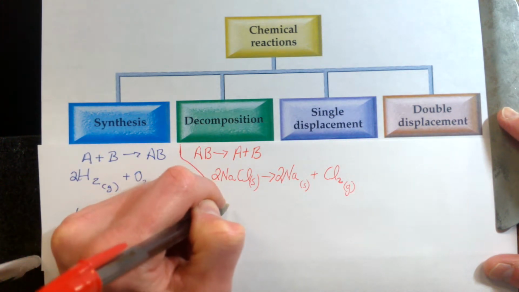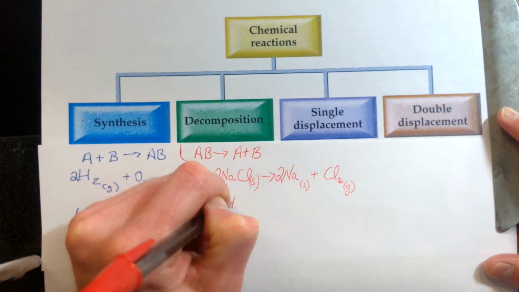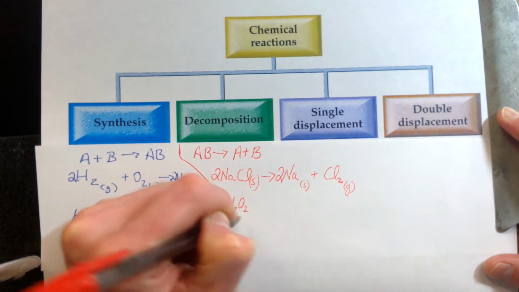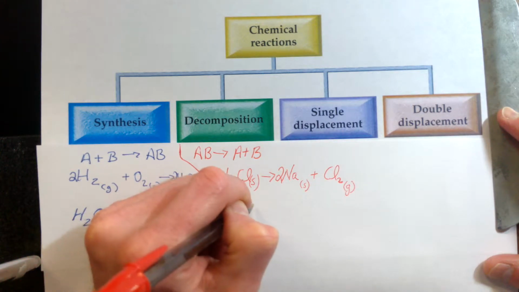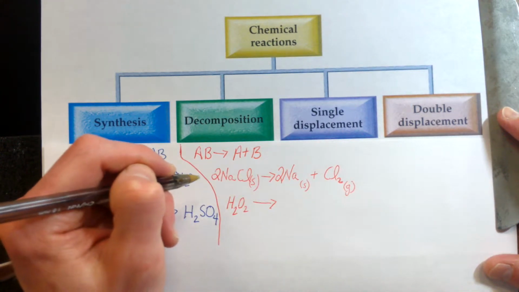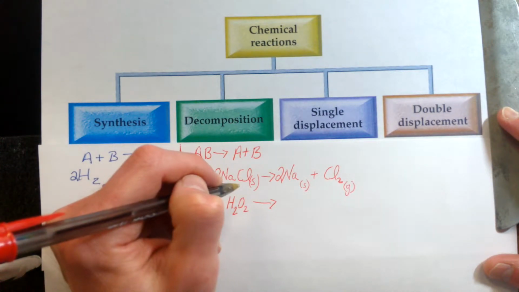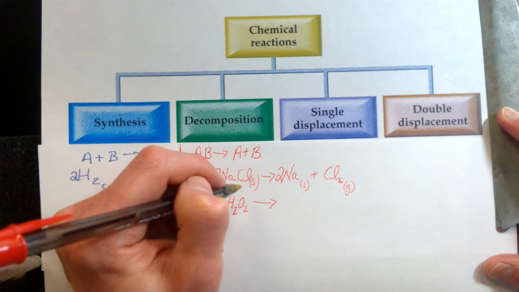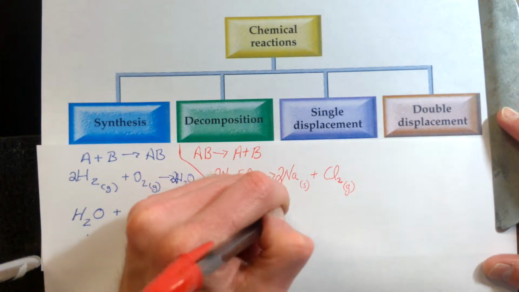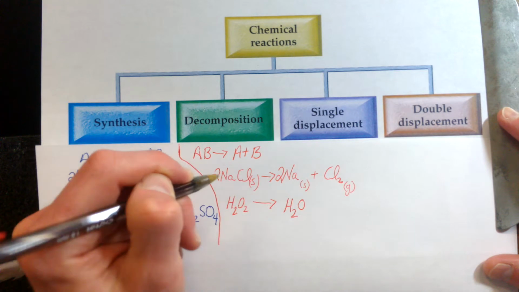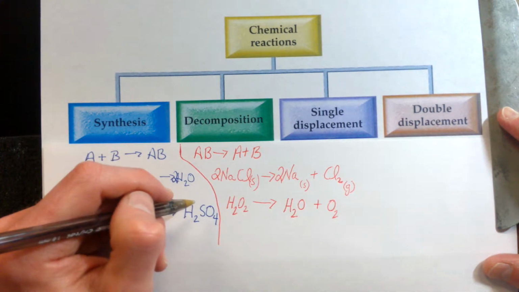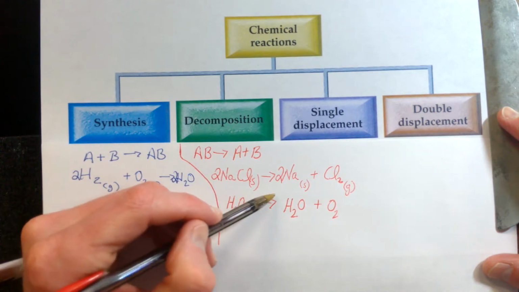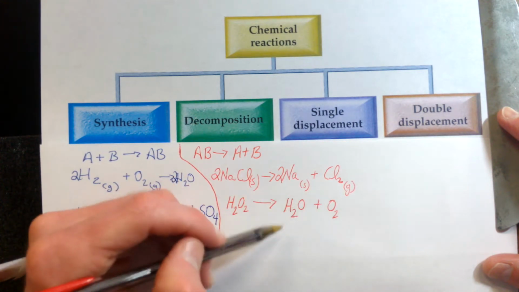And another example, a compound many of you are familiar with is hydrogen peroxide. It's used on cuts and scrapes. You have hydrogen peroxide, and you decompose it, and it decomposes readily in the presence of UV light, so sunlight. That's why it often is sold in brown colored bottles. When it decomposes, it goes down to water and oxygen gas. Okay. See the AB becoming A plus B.